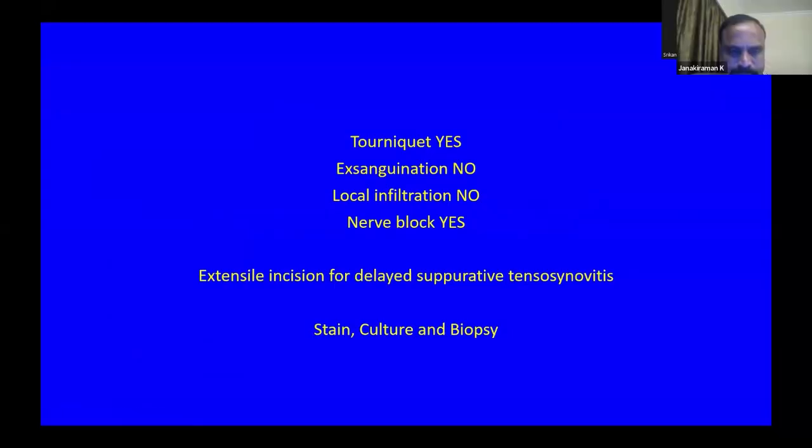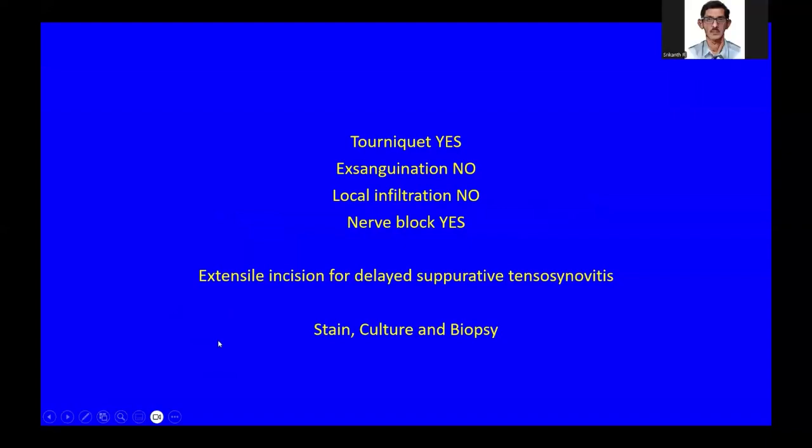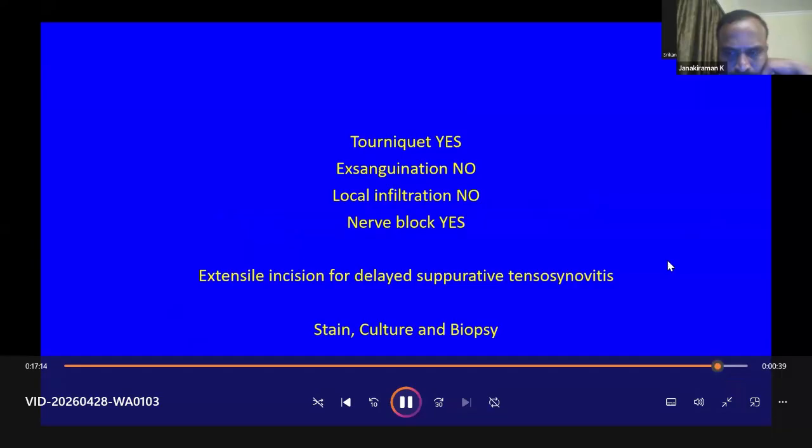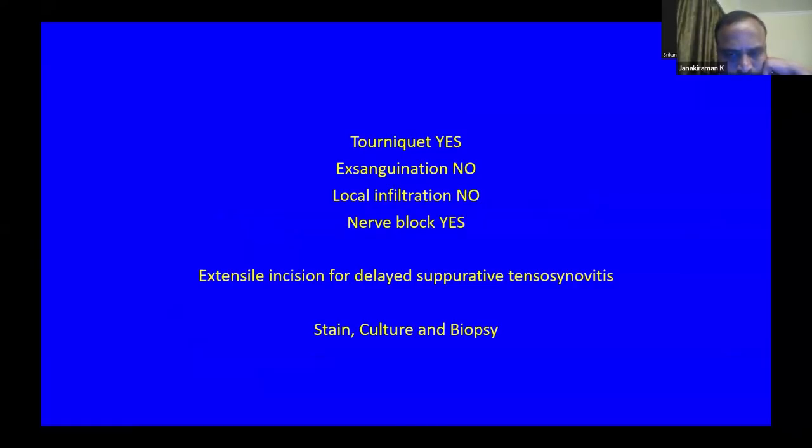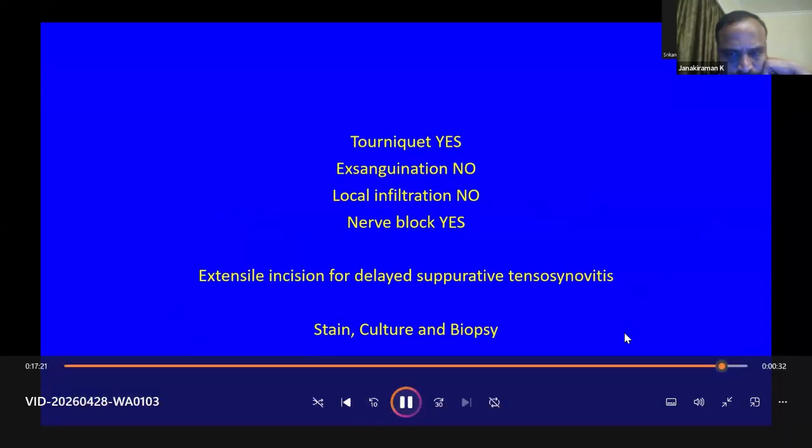Before we end, are these surgeries done with the tourniquet? Definitely yes. At least the deep infections need to be done with a tourniquet, and preferably even the superficial infections also. Exsanguination is not done. This should not be done with a local infiltration. Always a suitable nerve block should be chosen. It can be a digital block, it can be a wrist block, it can be a brachial block, but certainly no infiltration.